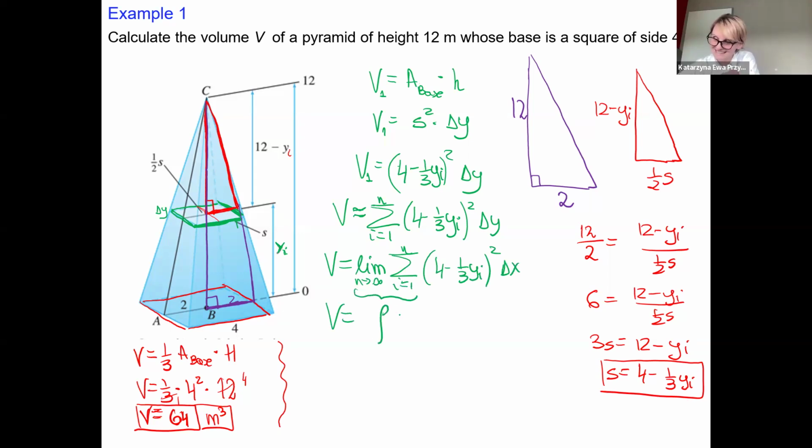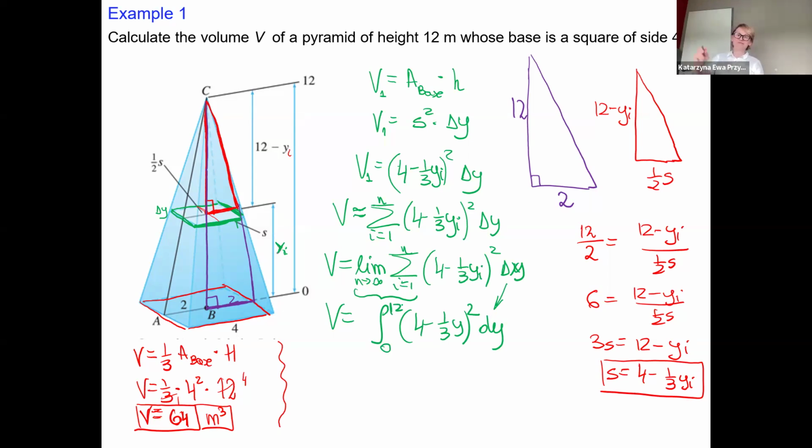And now, the limit of the sum is a definite integral, 4 minus 1/3 Y. Now we're dropping the I. We know that the integration will take care. This is Y, this becomes dy squared. And limits of integration, because that sample point Y sub I, we have to indicate how far it is changing. That means what limits of integration can you suggest? From, of course, the bottom 0 up to the top, the tip, the vertex 12.